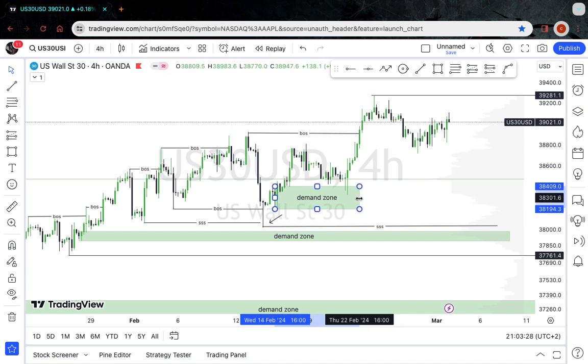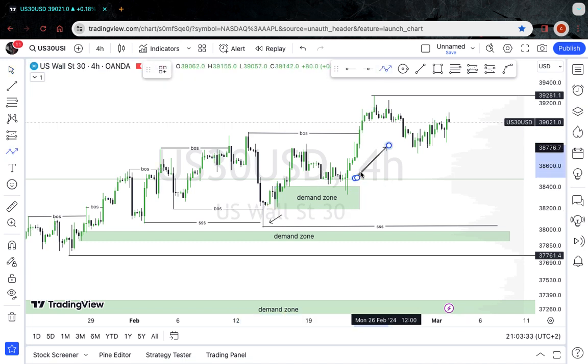This one was definitely a perfect entry if you entered exactly there, you understand? We can definitely see that the market pushed to the upside, created a higher high, and then from here it gave us something like a double top, and then from there it pushed to the downside.